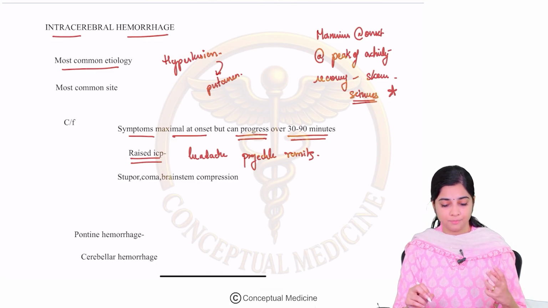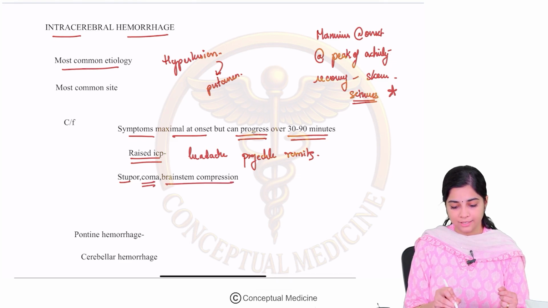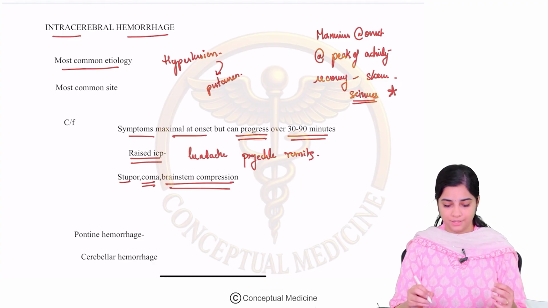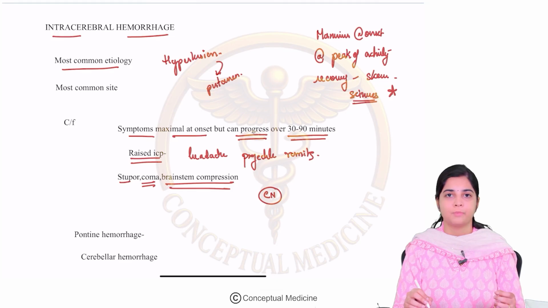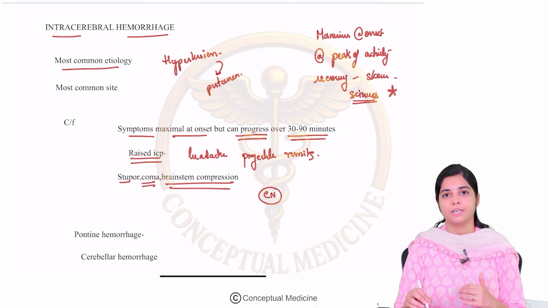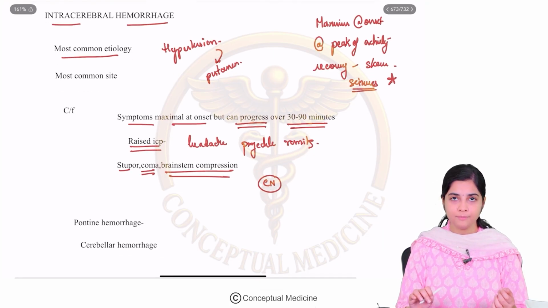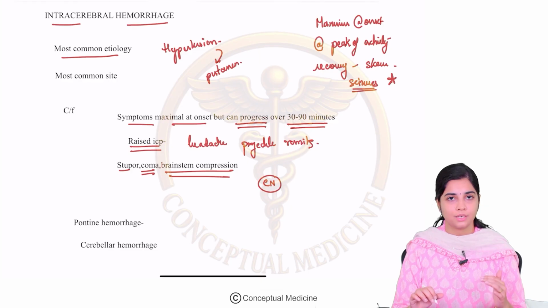There will be compression of the brainstem structures. So, you can have stupor, coma, and you can have brainstem compression as well, right? And there can be compression of the cranial nerves as well, resulting in cranial nerve palsies. And finally, you can have brainstem herniation, which is often fatal. Okay, fine. So, these are the features of your hypertensive bleed, especially a hemorrhage in your putamen or basal ganglia.